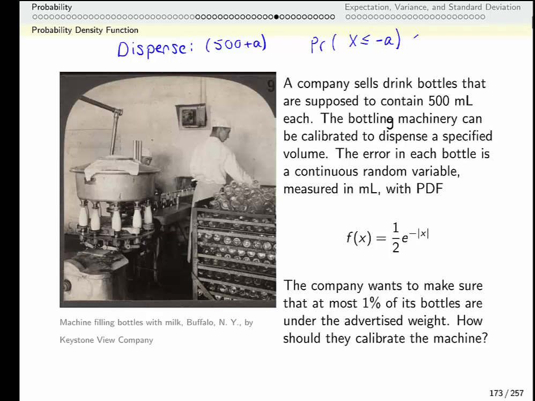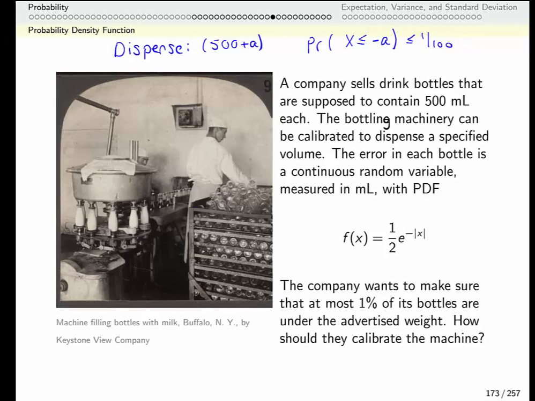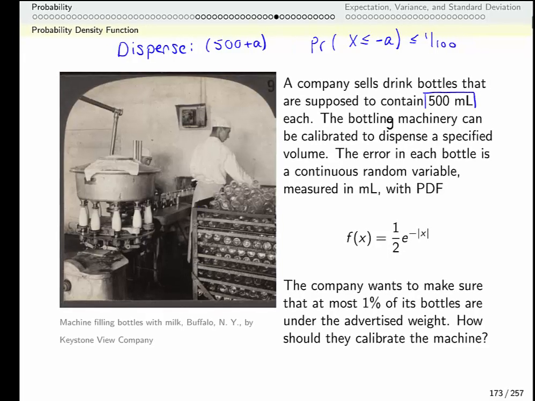And this is what I want to have happen less than 1% of the time. So I want this probability to be less than 1 out of 100. If this is less than 1 out of 100, then less than 1% of the time, my machine has an error that causes the total weight of my bottle to be less than the 500 milliliters that is advertised. Once we have this set up, using what we know about the probability density function, we can find the value of A that will make this work.